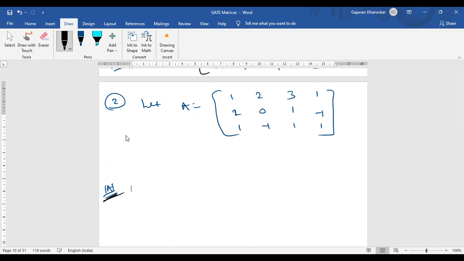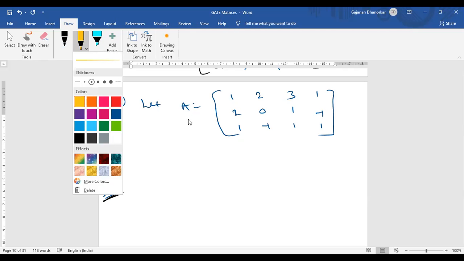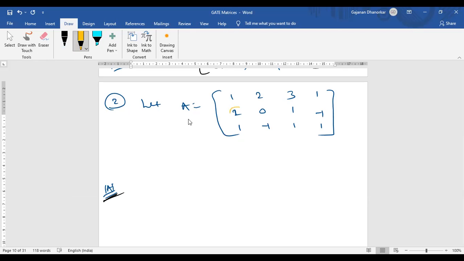To find out rank of this matrix, we have to convert this matrix into echelon form. Now, what is echelon form? Write echelon form. Below this diagonal element, convert all the elements into 0. The operations we perform are R2 minus 2R1 and R3 minus R1.